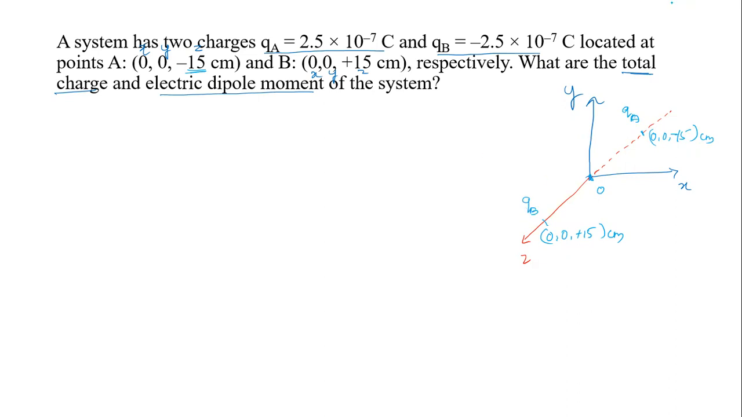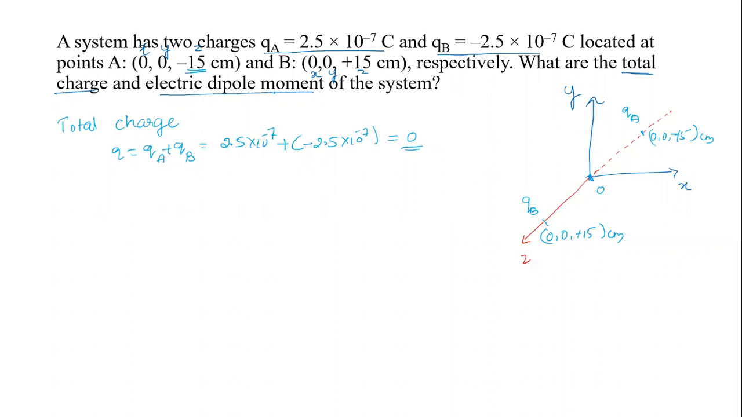The first question asks for the total charge. As per the property of additivity of charges, the total charge is equal to the sum of the individual charges, so QA plus QB. That is 2.5 into 10 power minus 7 plus minus 2.5 into 10 power minus 7. If you add them, you get 0. So the net charge of an electric dipole is always 0.